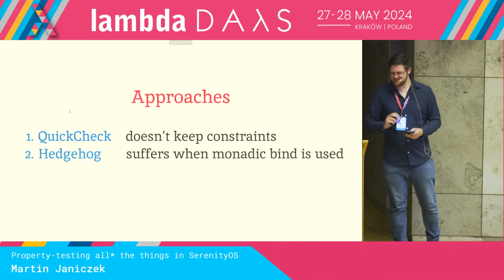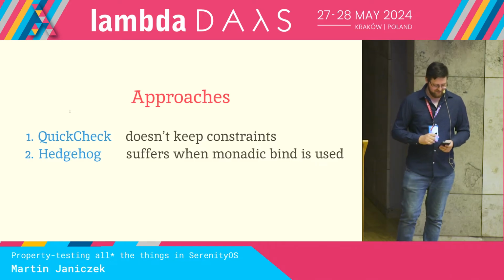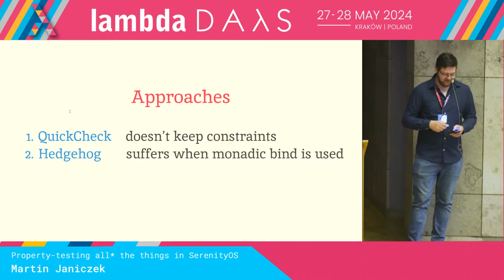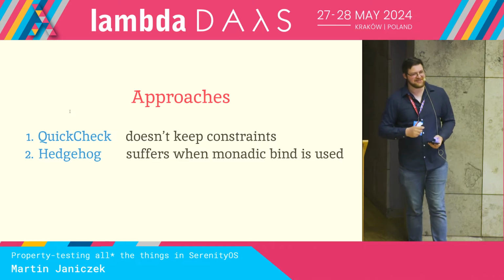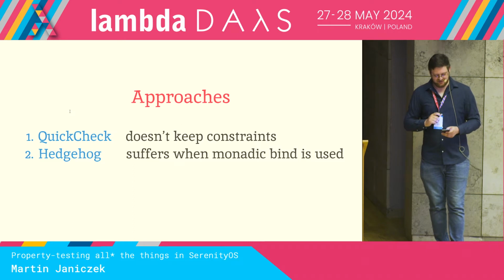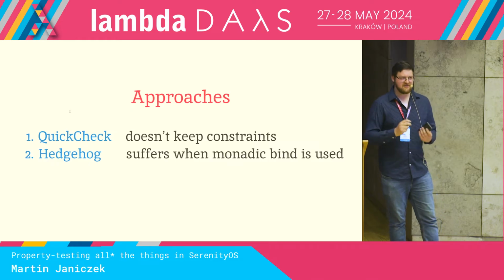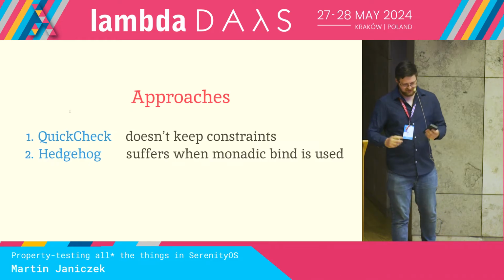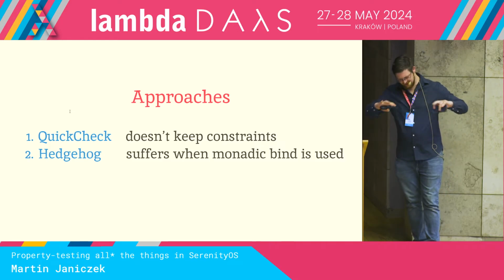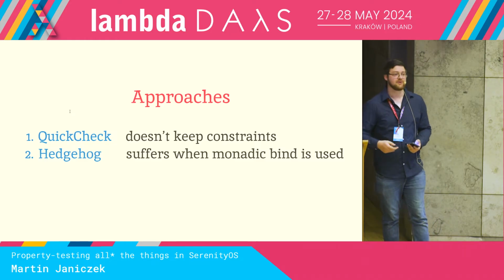Then there's the second generation of tools, the Hedgehog library from Haskell again. And for example, the Elm test runner that I was showing before was using this approach as well. And I think it's quite a big improvement because it gave you automatic shrinking, making the tool much more useful. It uses something called integrated shrinking, which bundles generators and shrinkers together into one lazy tree of possible values. And that allows it to keep the constraints.